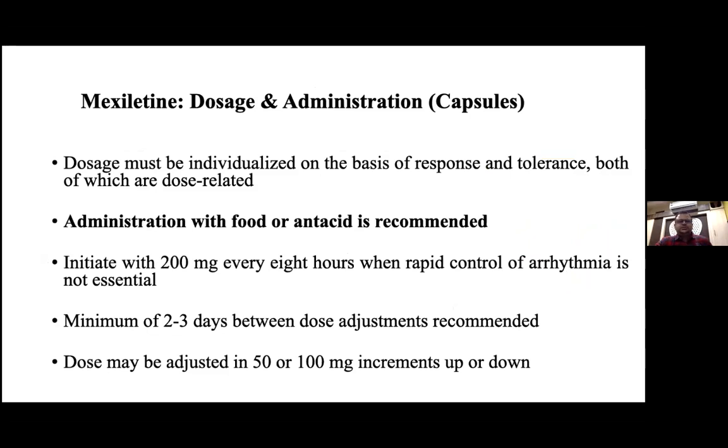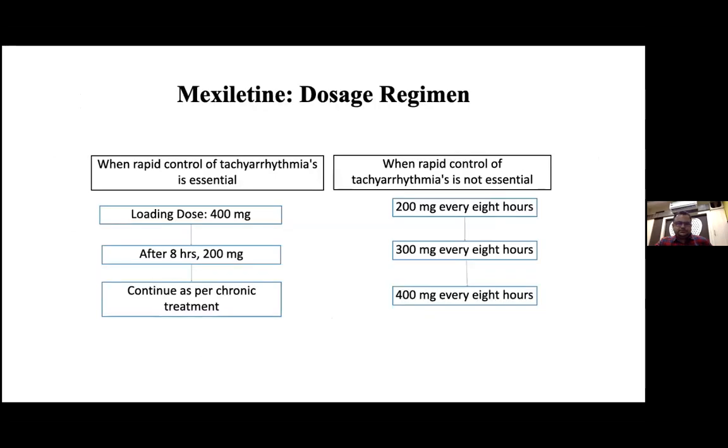The doses must be individualized on the basis of response and tolerance, both of which are dose related. Administration with food or antacid is recommended. The initiation dose is 200 milligram TDS when rapid control of arrhythmia is not essential. A minimum of 2 to 3 days between dose adjustments is recommended, which means we cannot step up the dose immediately. We have to wait for at least 3 days. The dose may be adjusted in 50 to 100 milligram increments, up or down.